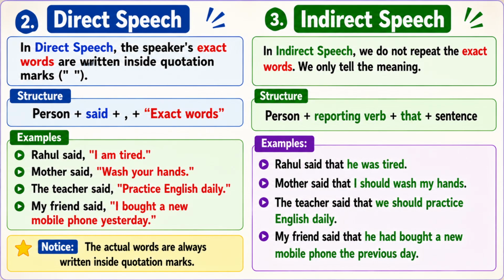Example 2. Mother said that I should wash my hands. Example 3. The teacher said that we should practice English daily. Example 4. My friend said that he had bought a new mobile phone the previous day.